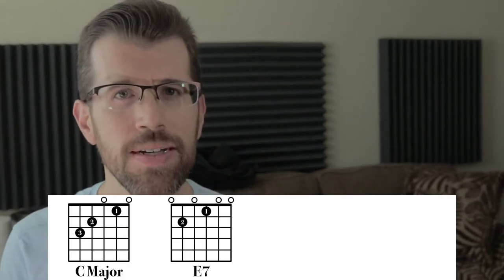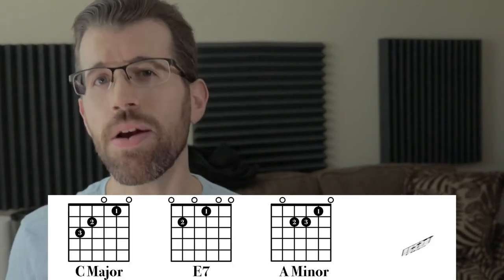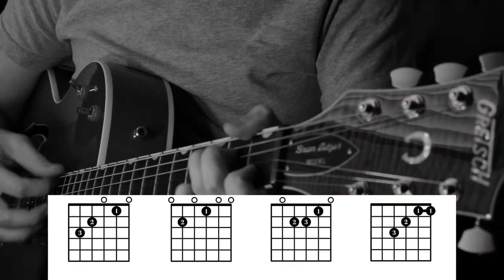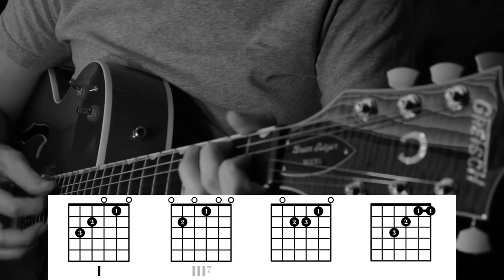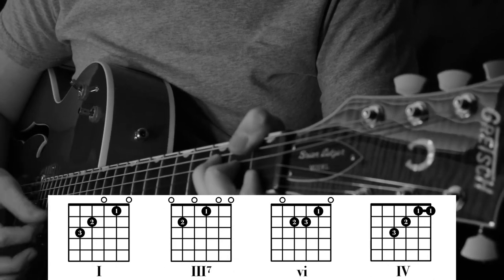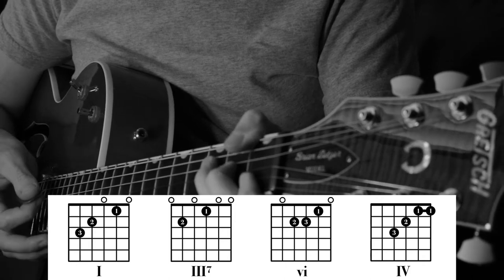Chord progression is C major, E7, A minor, and F major. And if you're a music theory nerd like me, that's a 1, 3 dominant, 6 minor, and 4 major. Now the odd man out in this scenario is that 3 dominant, the E7.